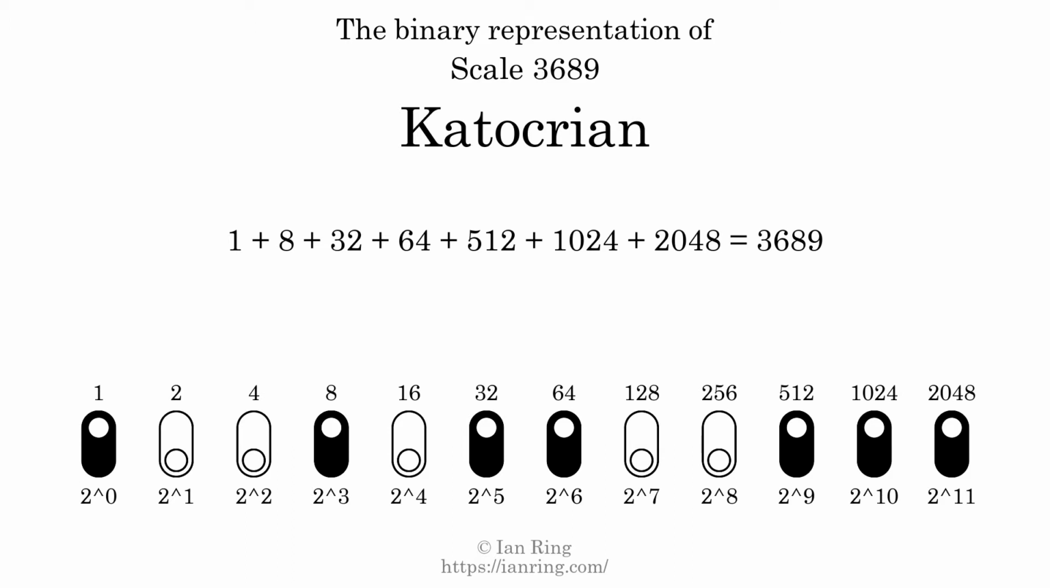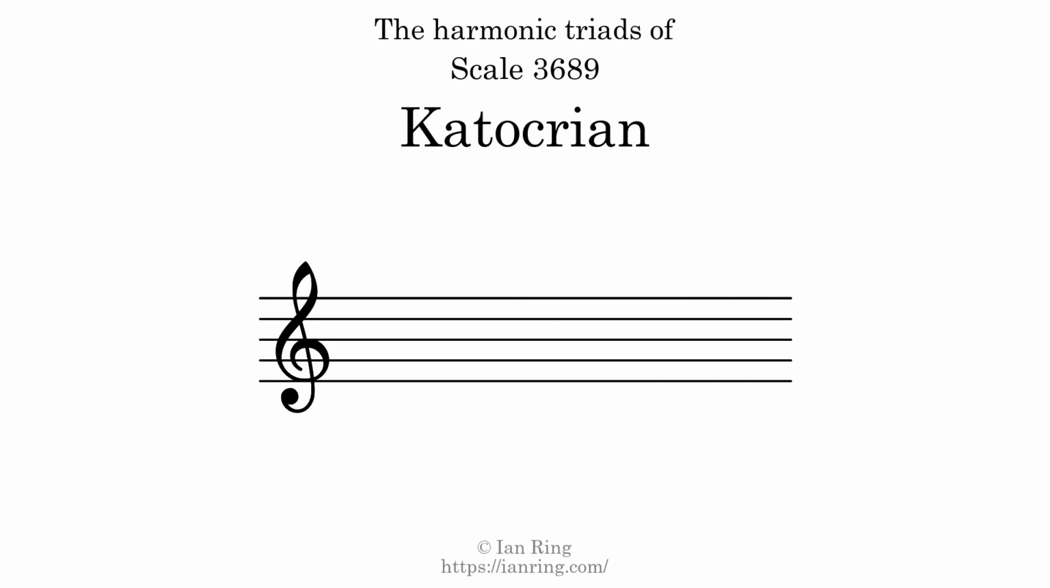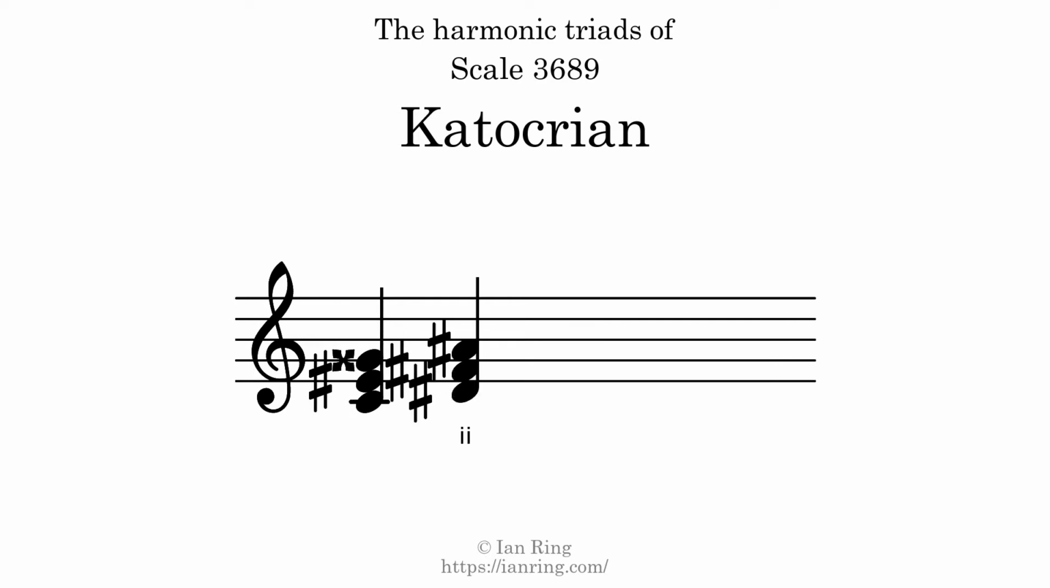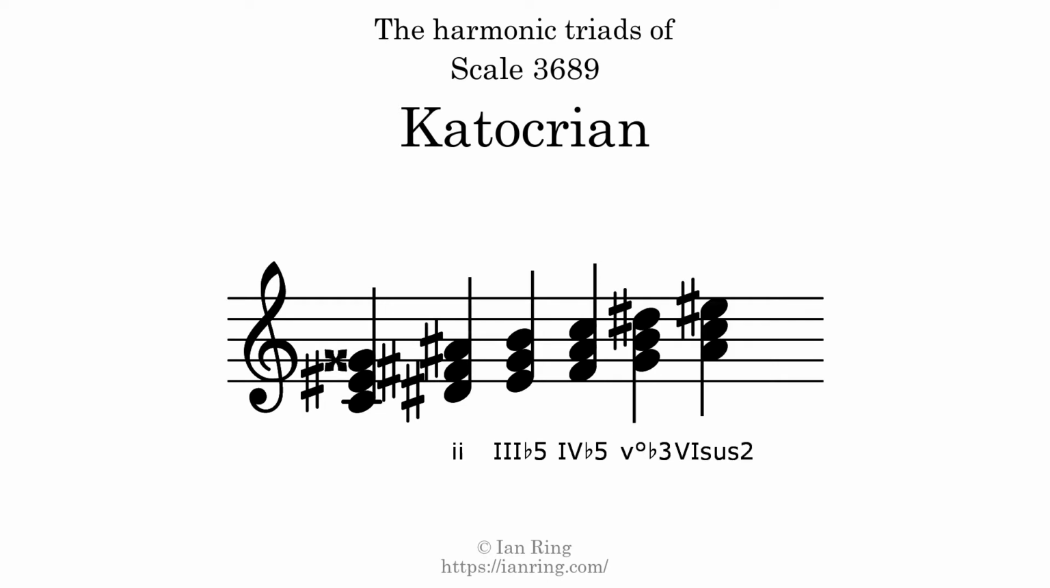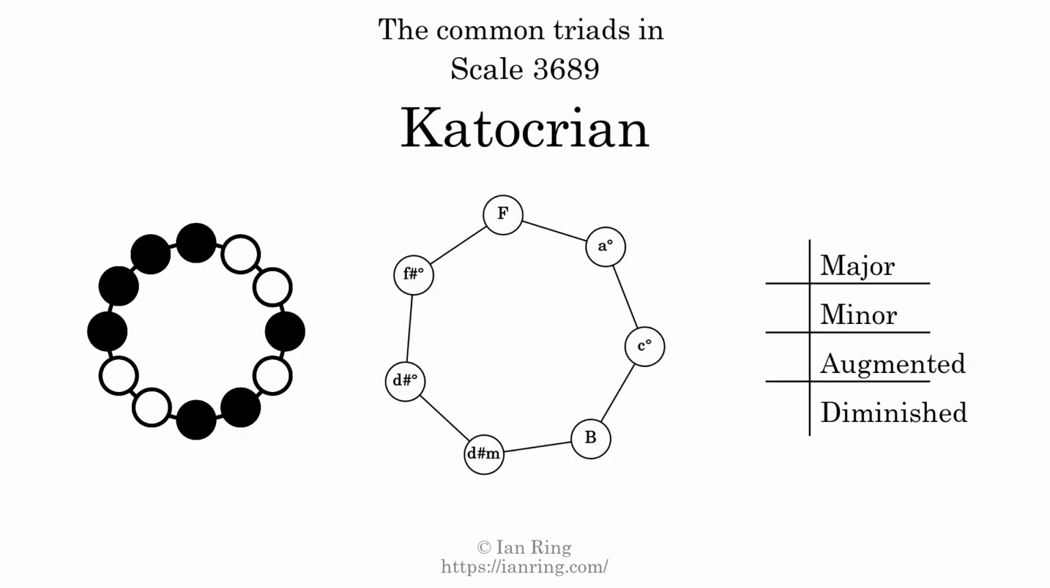3689. The scale number not only enumerates the scale with a unique index, but it also literally describes the tonal content of the scale. Represented as a binary number in base 2, the scale number is 1110011011001. Here are the harmonic triads present in this scale. Unnamed. Minor. Major flat 5. Major flat 5. Diminished flat 3. Sus 2. Major. Here are the common triads present in this scale.